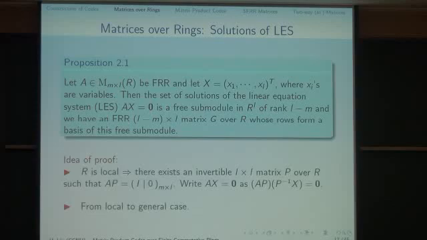Here is an outline of the proof. We prove first when R is local. When R is local, we can prove there exists an invertible L times L square matrix P, such that A times P has this form. And we can write AX equals 0 in this form, and then we can find this result holds. And then by using the identity, we can go from the local to the general case.